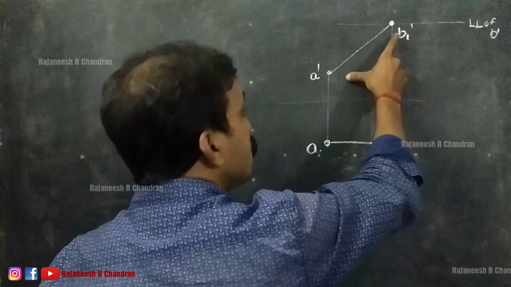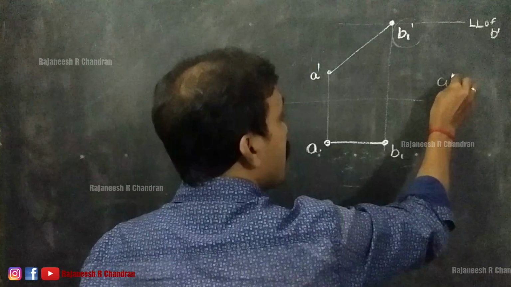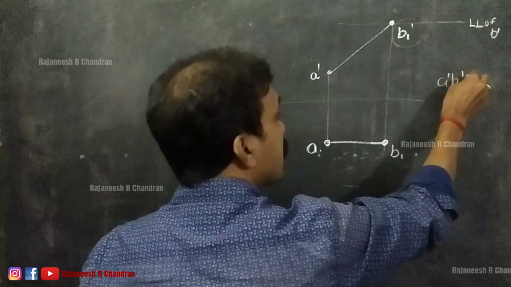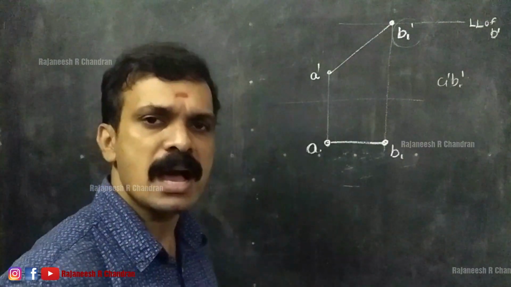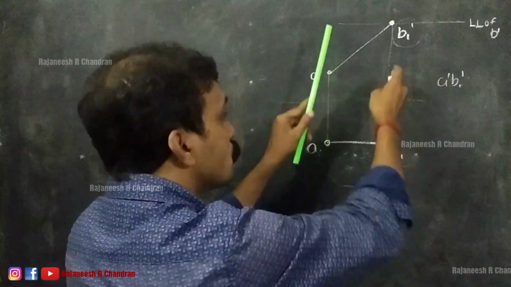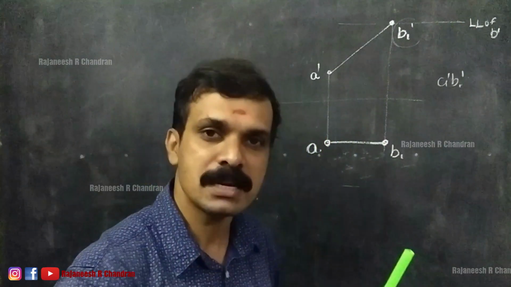So now this is a true length, and that point can be represented as A dash B1 dash. So this projection is A dash B1 dash, and this point is B1 dash. And we know that at the same time its opposite projection will be a line parallel to X. So this much portion has been completed.